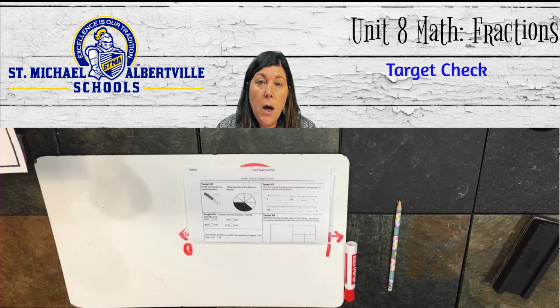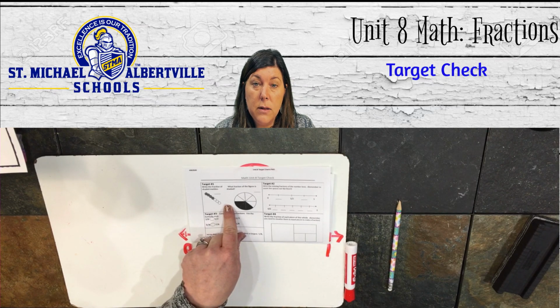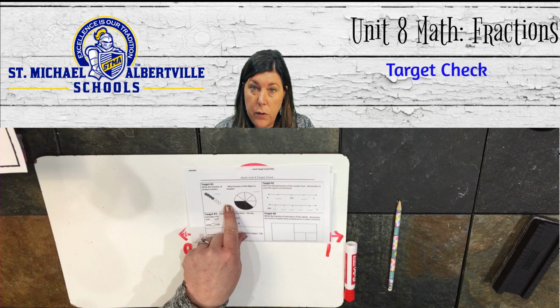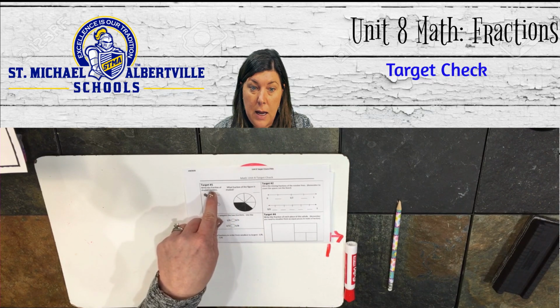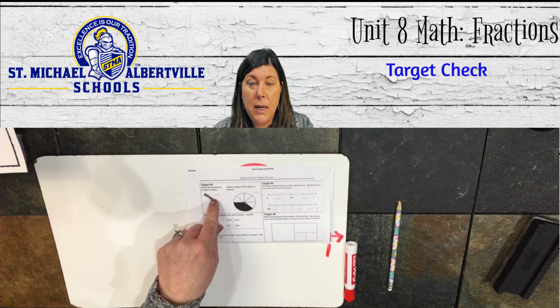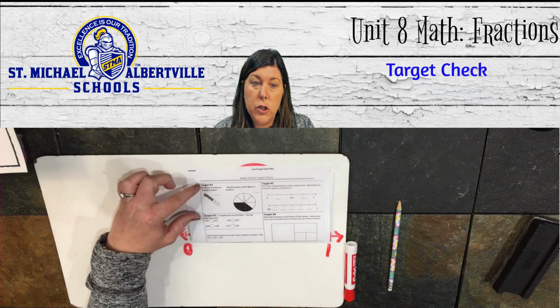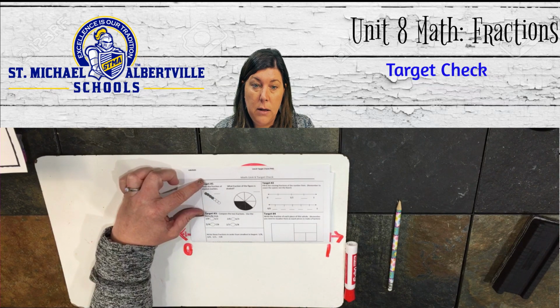On target number 1, which is down here, you will see that there are pictures. This hopefully is easy for you because target number 1 should be a review. Remember, when you fill out the top number, it's how many are shaded. And the denominator, the bottom number, is how many total are there. This learning target should be very easy for everybody.